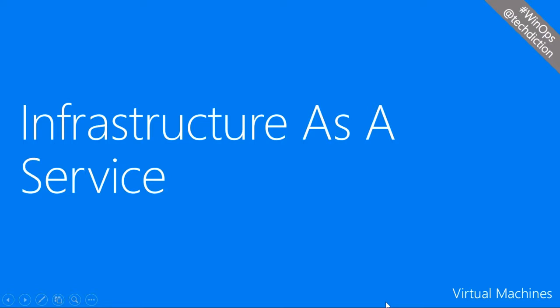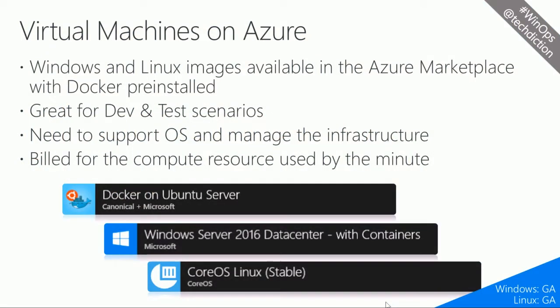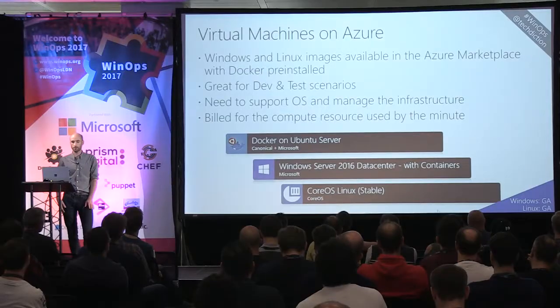First thing we're going to talk about is infrastructure as a service, or IaaS, virtual machines. You can deploy VMs on Azure from the marketplace. There are lots of Windows images and Linux images, and they have Docker engine pre-installed, so we can connect up to them and deploy containers on them. Great for dev test scenarios.